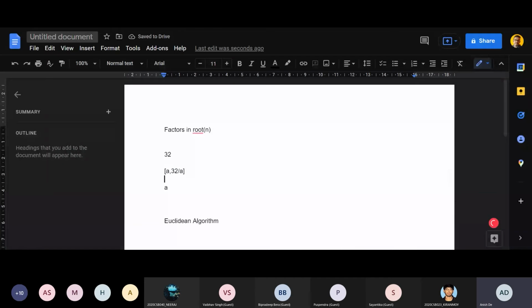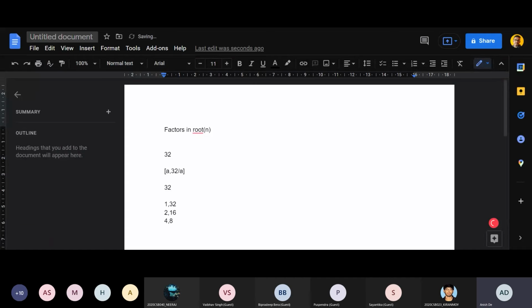So how far can a go? If we are checking for 32, 1 is a factor of 32. So 32 by 1, that is 32, is also a factor of 32, right? Next we go to 2. 2 is a factor of 32. So 32 by 2, that is 16, will also be a factor of 32. Next we go to 3. 3 is not a factor, so we skip. 4 is a factor. So 32 by 4, that is 8, will also be a factor.